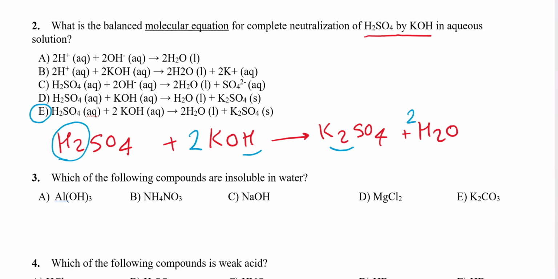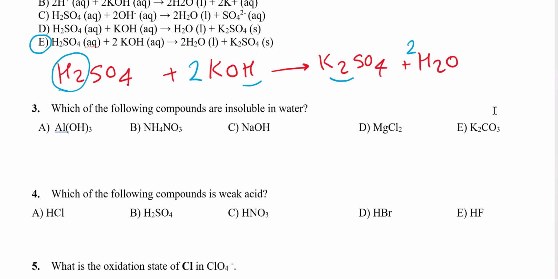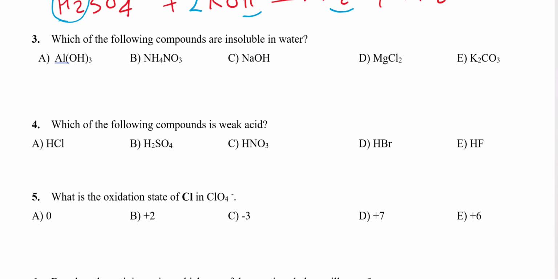The first choice A is the net ionic equation for this reaction, but the question asks about the molecular equation. For question 3, we would like to know which one is insoluble. Based on the solubility table, ammonium and group 1 of the periodic table are always soluble, no matter what their anion is. Based on that, B is soluble, C is soluble, and E also is soluble.